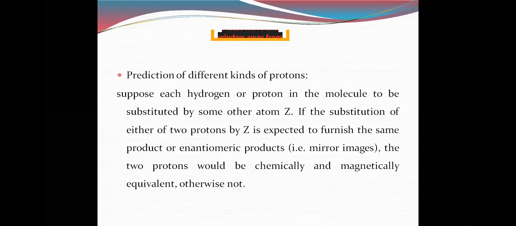So the NMR spectrum tells us how many types of protons, how many types of hydrogen are there, and what the positions of the protons are. So these are three things we can obtain from the NMR spectra, the prediction of the different types of protons. So, three things that we had discussed.